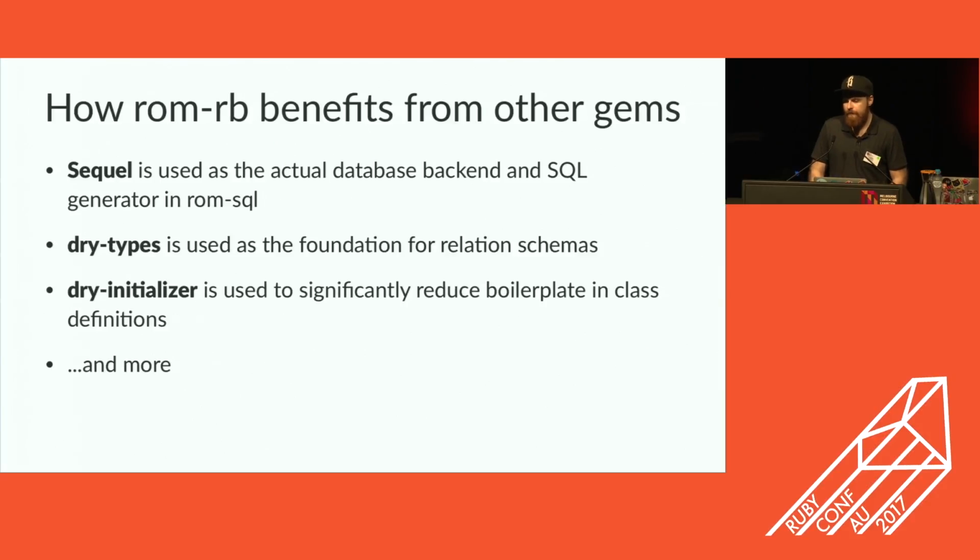So, of course, ROM. ROM uses Sequel, the library, as the backend for the ROM SQL adapter. It uses dry-types as its foundation for relation schemas, and dry-types is a gem that provides a really tricky abstraction, and it made building schemas with their attributes much simpler. We have dry-initializer that is used across multiple ROM gems for simplifying definitions of rather more advanced constructors with things like default values and validating types so that we cannot instantiate an object that is invalid, and actually much more.